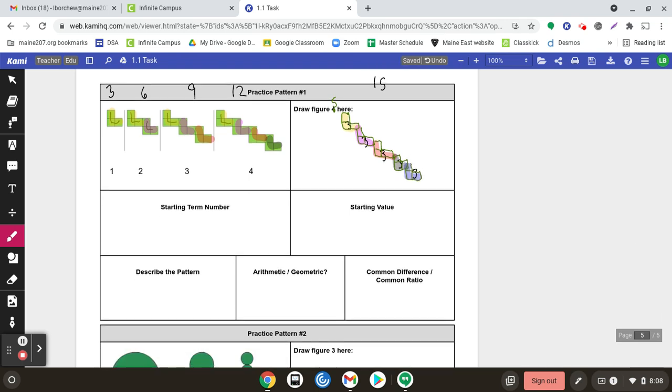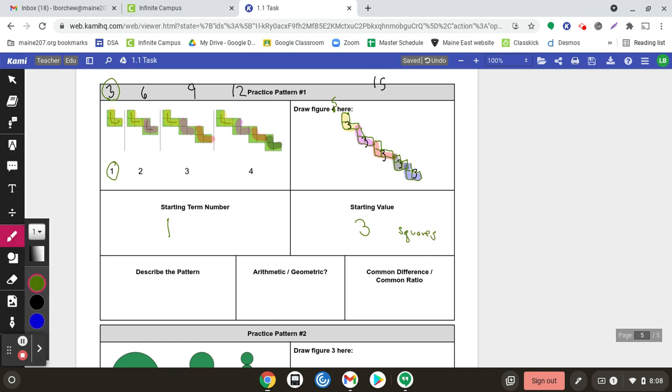So now we want to know the starting term. Now remember, the starting term number is how the first picture is labeled. My first picture is labeled as 1. So the starting term number is 1. The starting value, remember the starting value from the previous pages, is how many items are in the first picture. How many items are in the first picture? I counted 3. And what were each item? They were squares. So I'm going to label it 3 squares since I have that information.